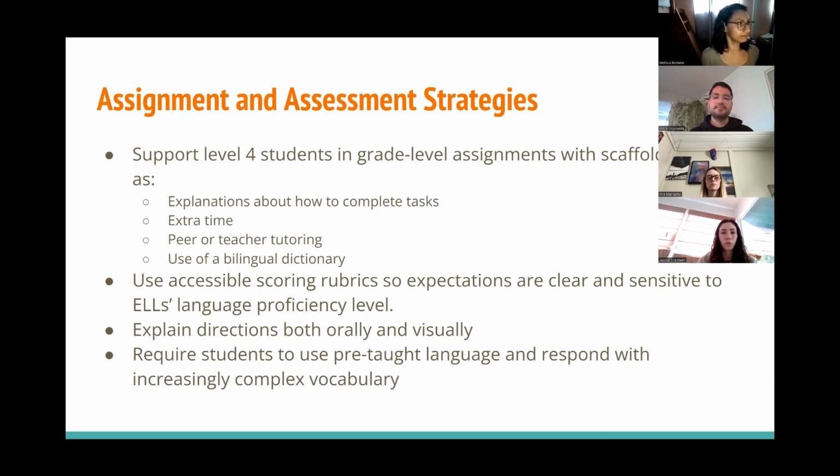It's also important to explain directions both orally and visually so that they have multiple modes to receive the information. And lastly, requiring students to use pre-taught language and respond with increasingly complex vocabulary will help them as they're building towards language proficiency. Next slide, please.